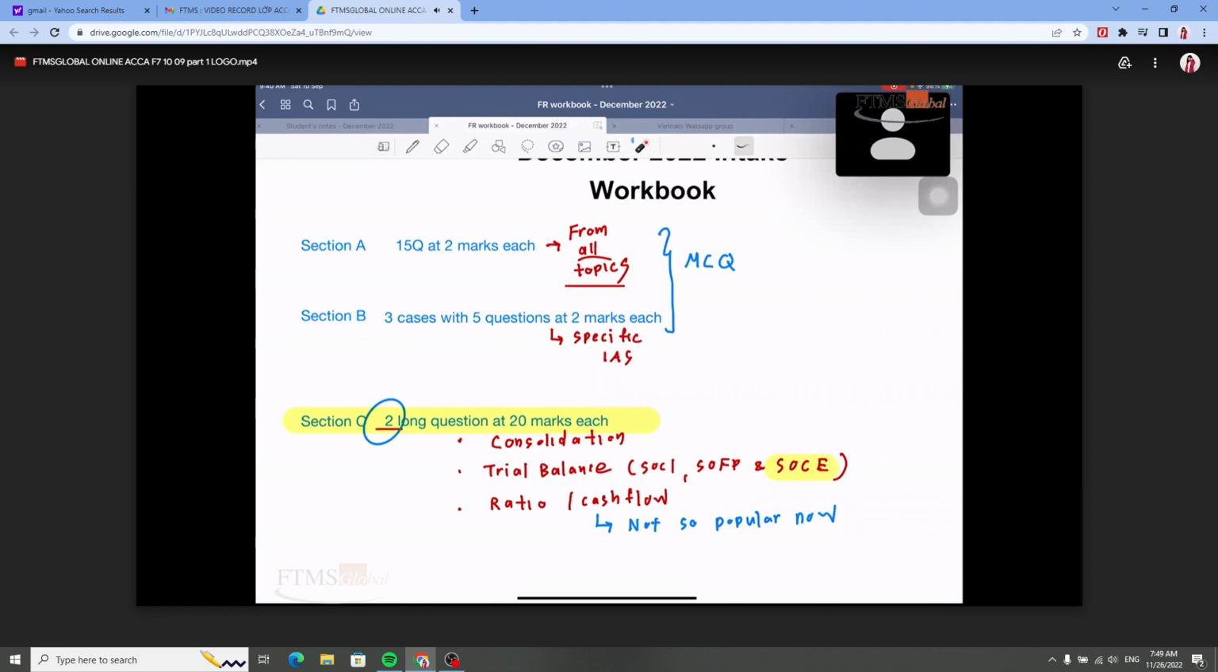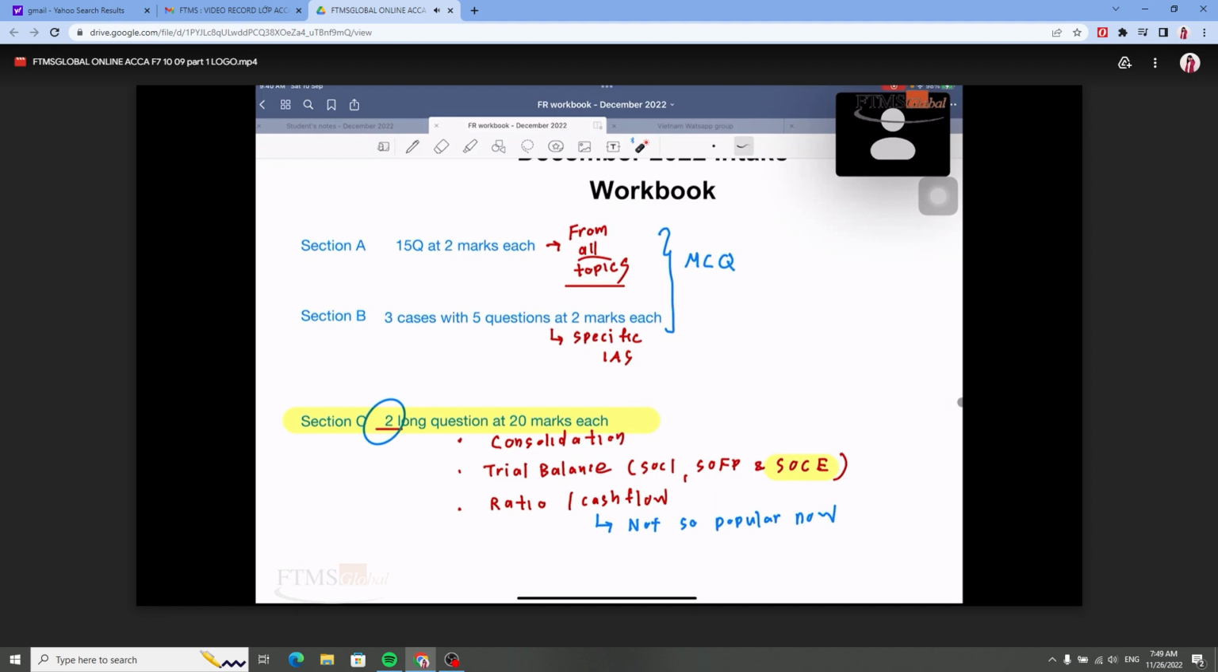But one thing is, as I said just now, ACCA rewards the hardworking student. What do I mean? The questions that you will see in your exam, I will say, are recycled. Recycled means to say it's the same. You can expect about 60% is the same.